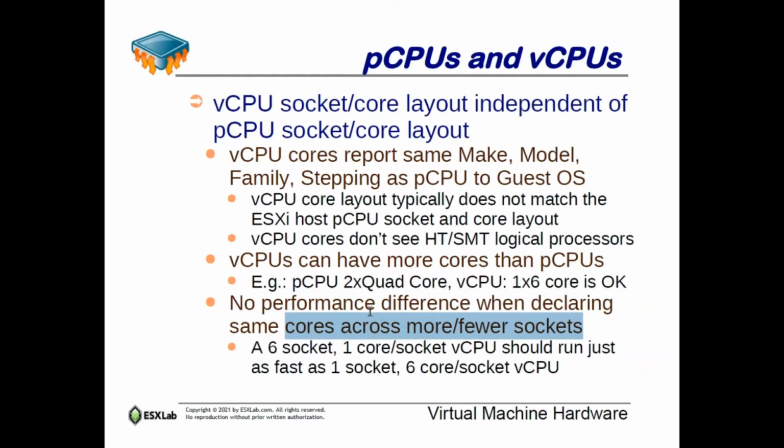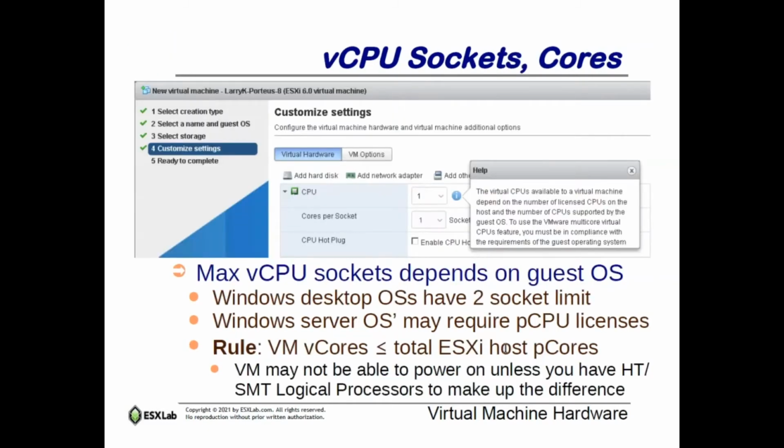So what that means is that a 6-socket single-core vCPU declaration should deliver just as much CPU to a VM as if I changed the declaration to 1 socket 6 cores. So all that really matters is what's the total core count. It doesn't matter how many sockets they're spread across, it's just what's the total core count. And it's easy to customize.